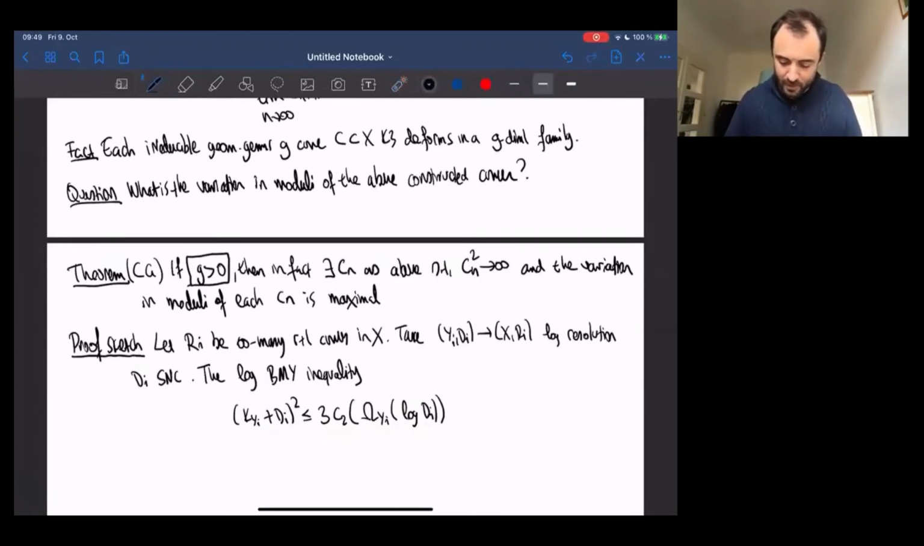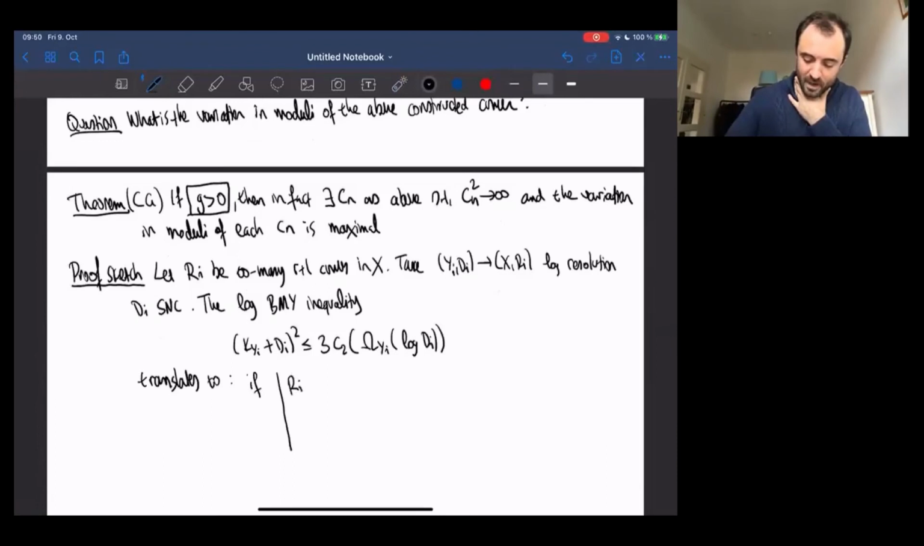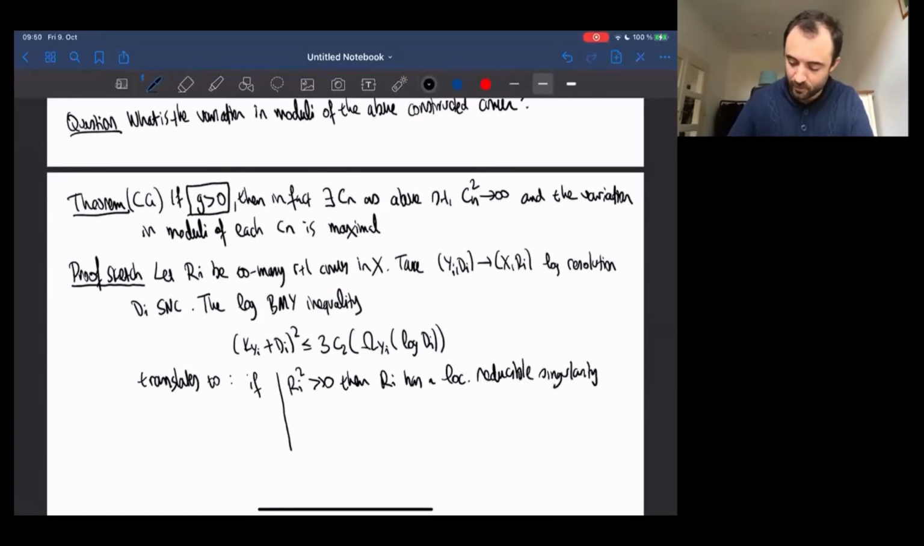And if you kind of play around with what it means to resolve these singularities, then you basically can rewrite these intersection numbers and the C2 in terms of these invariants of the curve. Okay, so this inequality basically translates, and this is a bit of work but I'm not going to get into it, into the following two facts: that if Ri squared is big enough, then Ri has a locally reducible singularity.